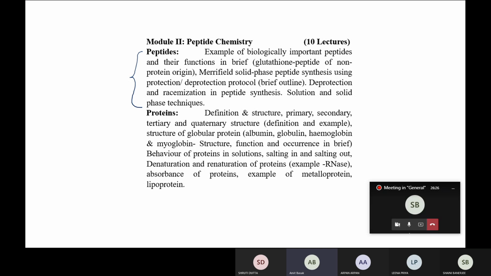Already, I have one request: to cover solid phase peptide synthesis and the nomenclature system of peptides. Was that the request from, I forgot the name? Who requested that, solid phase peptide synthesis?